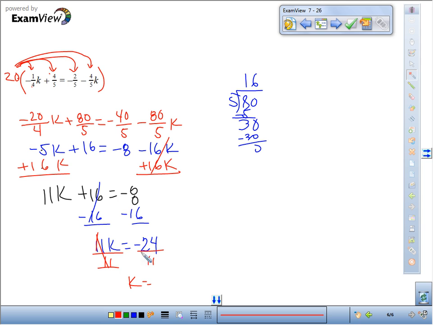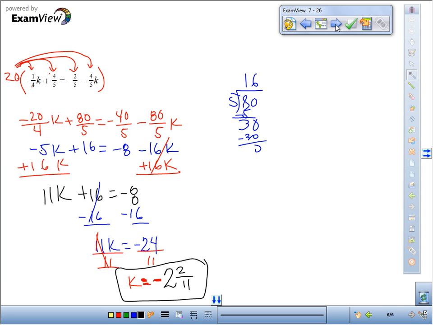K equals negative. Right? Because these are not the same sign. How many times does 11 fit into 24? 2 times. And we're left over with 2 of them over 11. Okay?